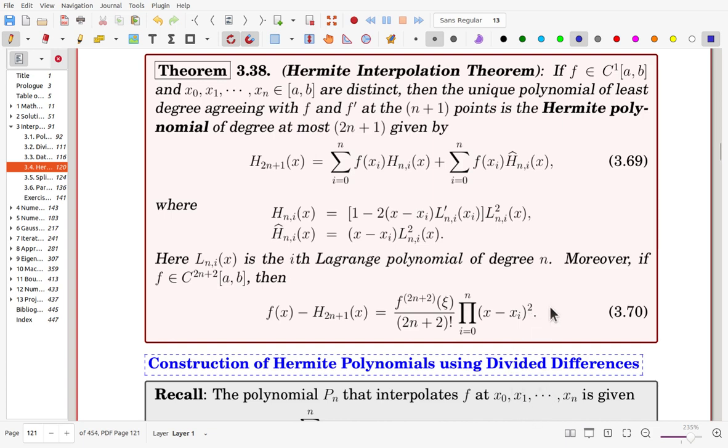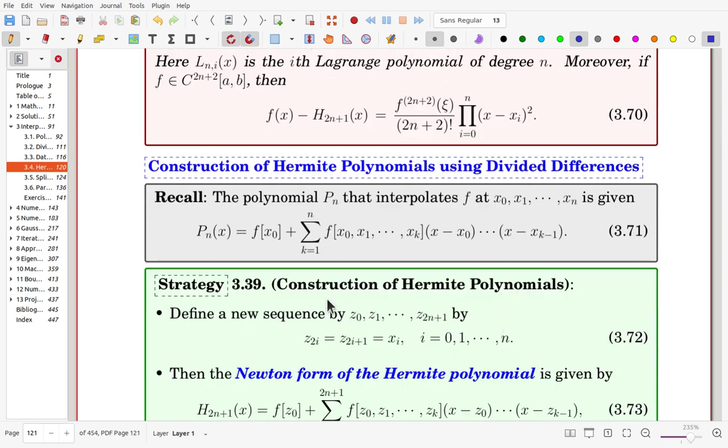This is the theory. We will not use this formula to get the Hermite polynomial. You can do it, however, it will be much more complicated. Now we'll try to construct the Hermite polynomials using divided differences, not using this formula. You can use this formula, but it's complicated.